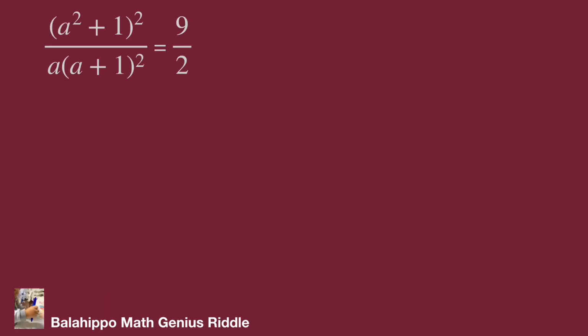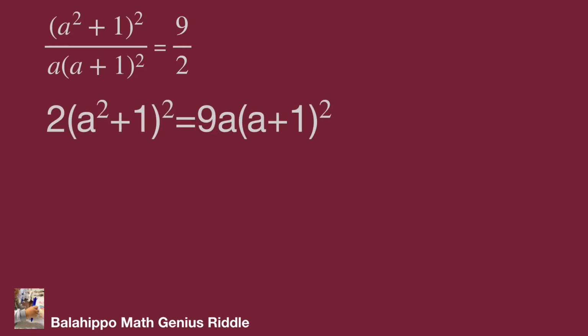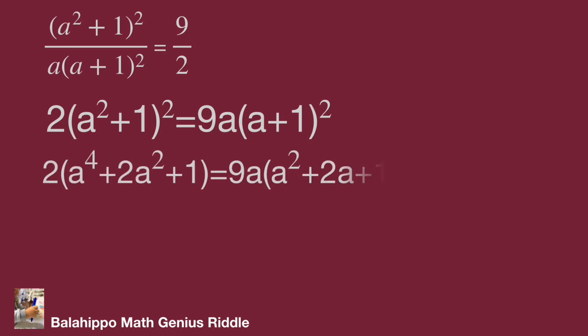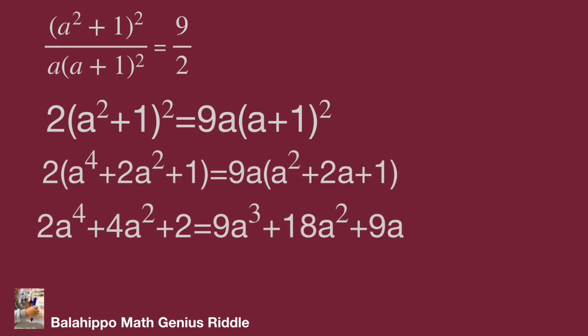While reaching the equations, we may reduce the fractions and make an equation like 2 times (a² + 1)² equal to 9a times (a + 1)², and try to find the solutions. Therefore, simplify the equation as 2a⁴ + 4a² + 2 equal to 9a³ + 18a² + 9a.